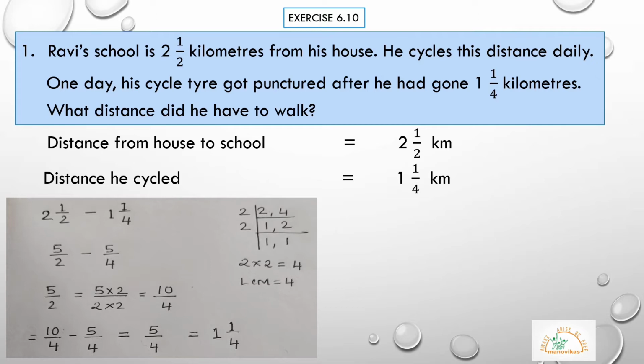So 5/2 we have to convert. We get 10/4. Now you subtract 10/4 minus 5/4. Both are like fractions, so it is 10 minus 5, which is 5/4. You have to convert it into a mixed number. So you get 1 1/4. The final statement, therefore: distance he walked is equal to 1.25 kilometers.